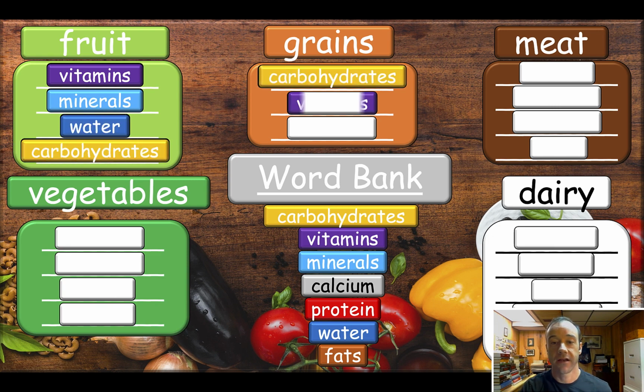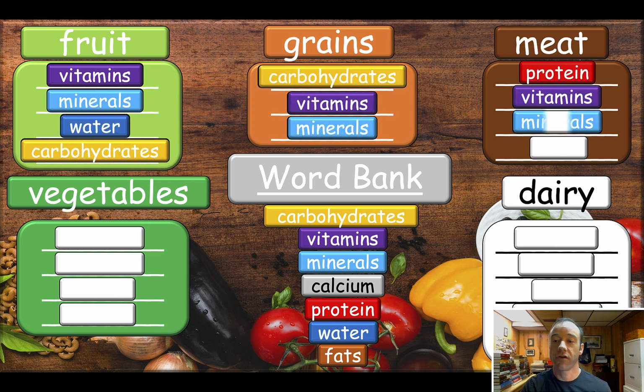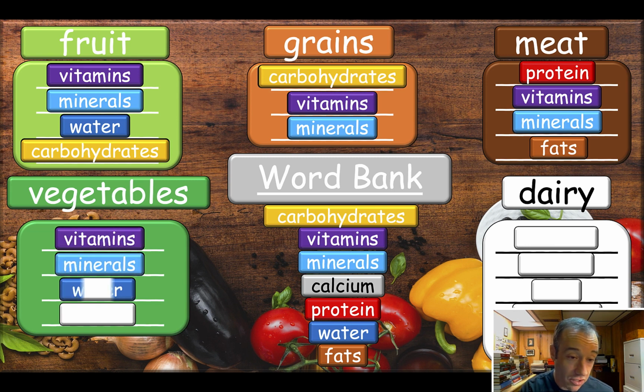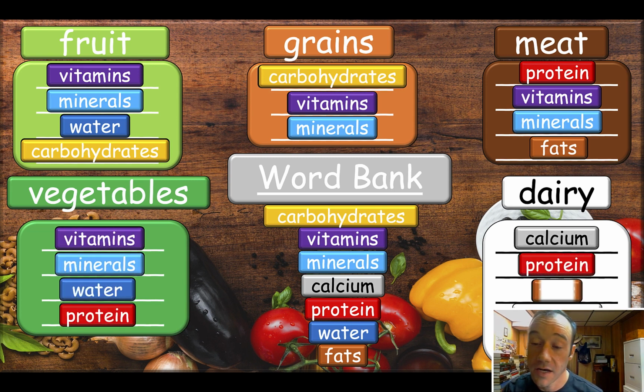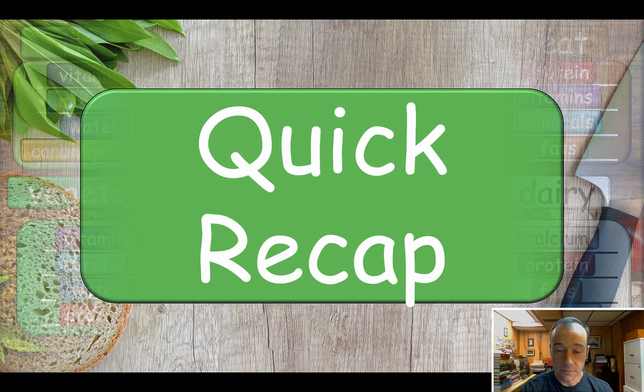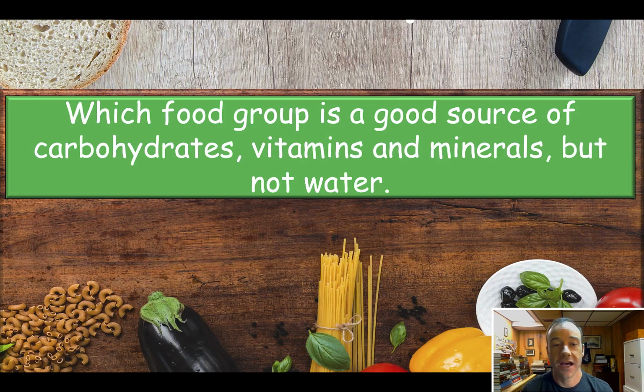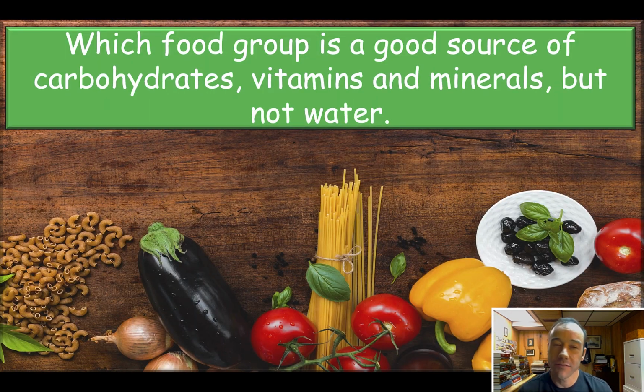So it should be like this. And just a quick recap. Make sure they have it all correctly in the notebook. This is the way it should look as far as which nutrients are found in each one, just to make sure they didn't write it down incorrectly. And then a quick recap. It's just a quick little thing. You can play this as a game if you want. One student from each team.